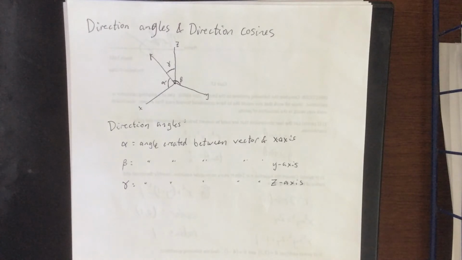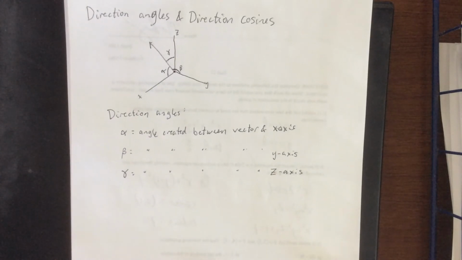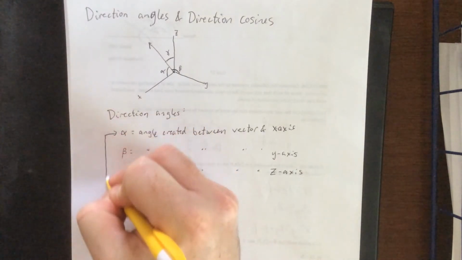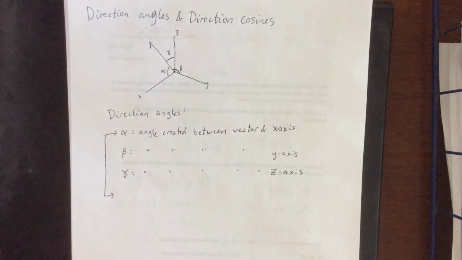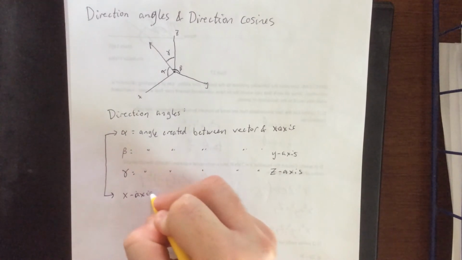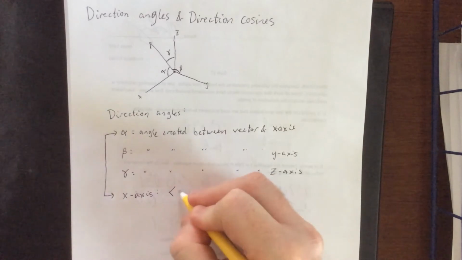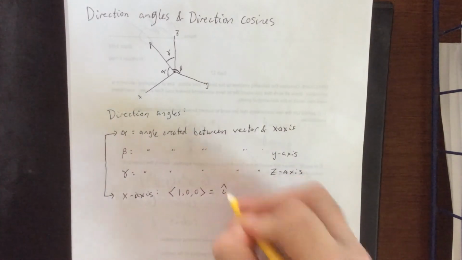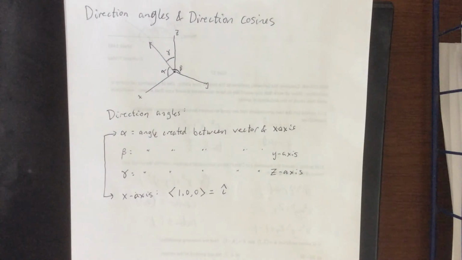Now the way that we're going to calculate these is we're going to model the x-axis, the y-axis, and the z-axis by using a vector. Now we already know some vectors that are pointed in each of those directions. So what I'm going to do is demonstrate how to do this with alpha. What we'll use for the x-axis is a unit vector pointing in that direction. That'll be the vector 1, 0, 0. Or, as we introduced in the last section, we can call that i.